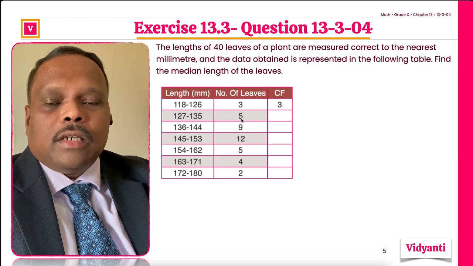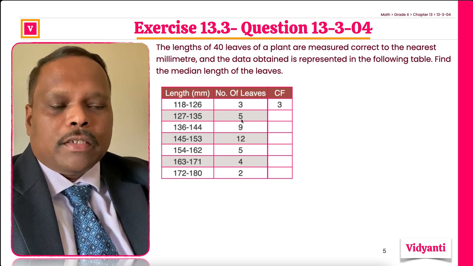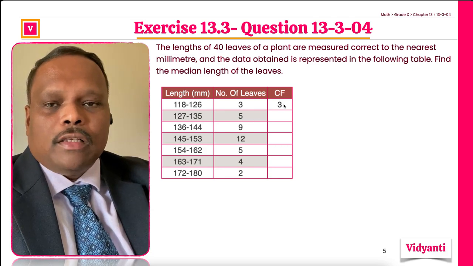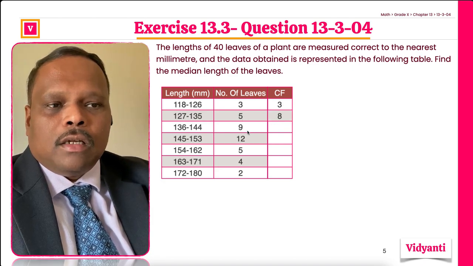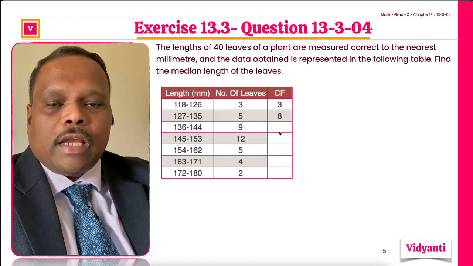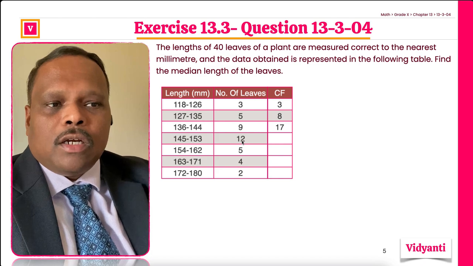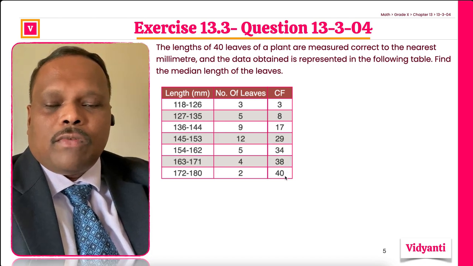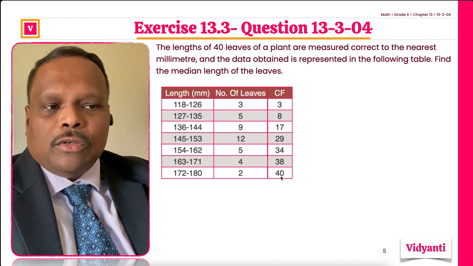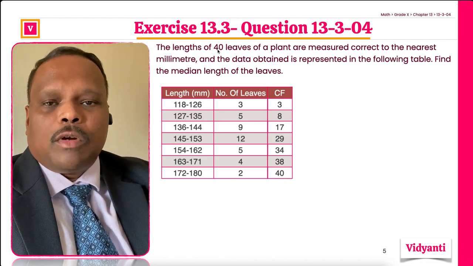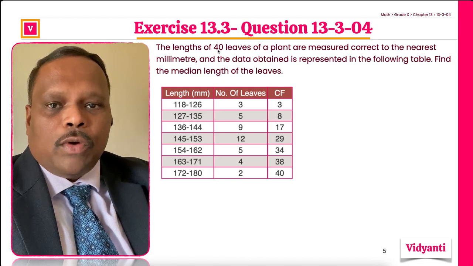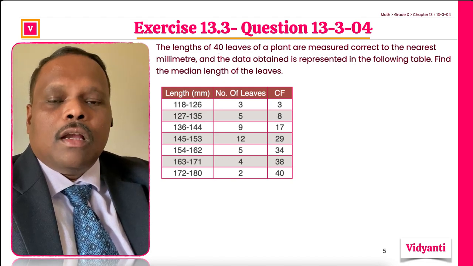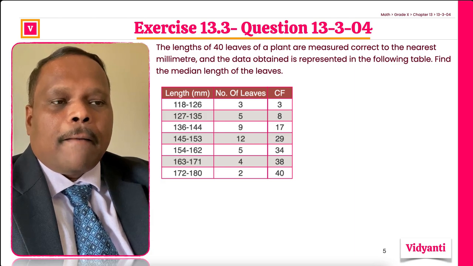Then as the next data accumulates, this 5 will be joining this 3. So the next one will be 5 plus 3, that will be 8. The next interval has a frequency of 9 that will join this 8. 9 plus 8 will become 17. 12 plus 17 will become 29, 34, 38, and finally 40. The last value, 40, should match with the total number of observations given in the question. If not, you have made some mistakes. Go back and please check.